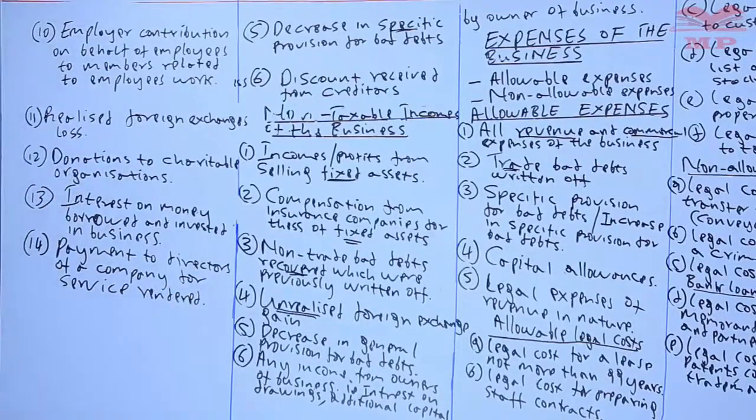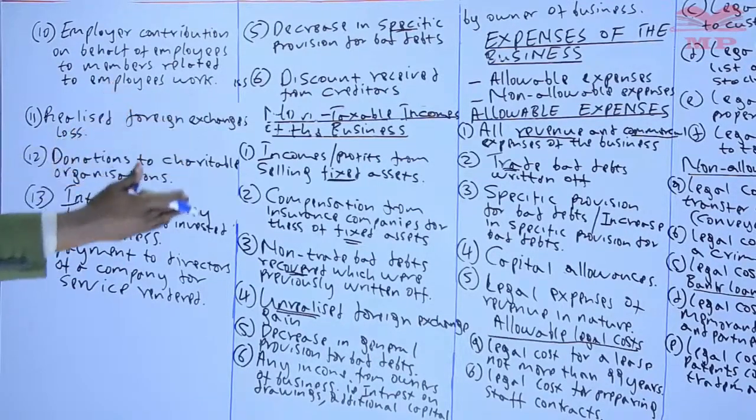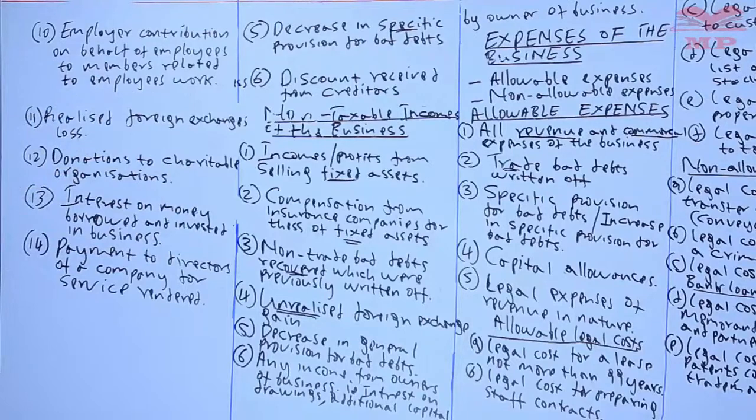That's supposed to be an allowable expense. Directors are considered to be employees of the company. So when you pay them director salary, director's fee, director commission, allowances, all these are supposed to be allowable expenses because they have rendered the services to your business. So these are the allowable expenses of the business, and this is according to the Income Tax Act.